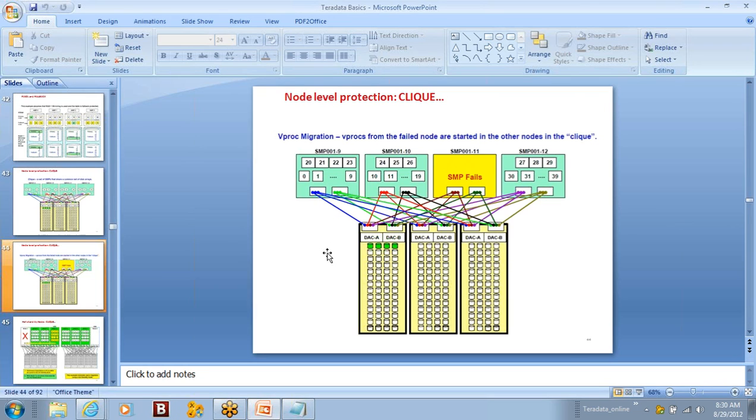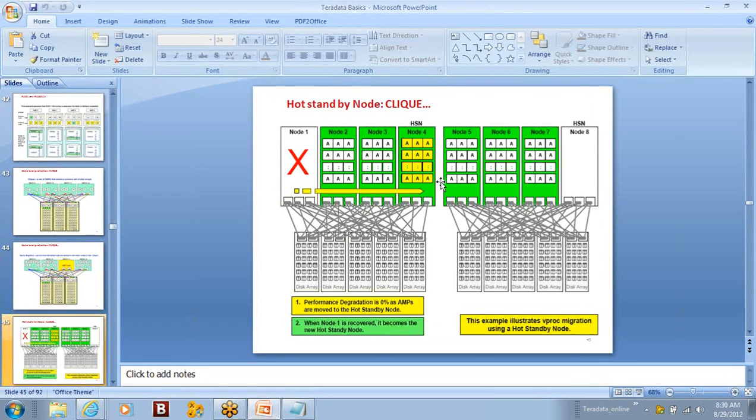So if organizations are not expecting any performance degradation in case of a node failure, Teradata will prefer to have a hot standby node configuration, where it is costlier because they are keeping an extra node in the configuration. But the advantage is there is no restart or reboot required in case of a node failure or in case of the node coming back into active status, and there is no performance degradation.